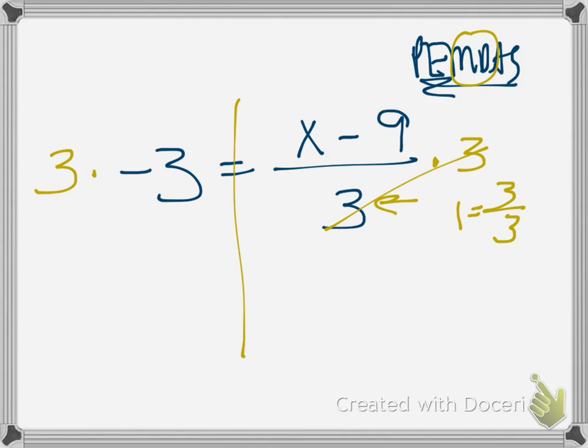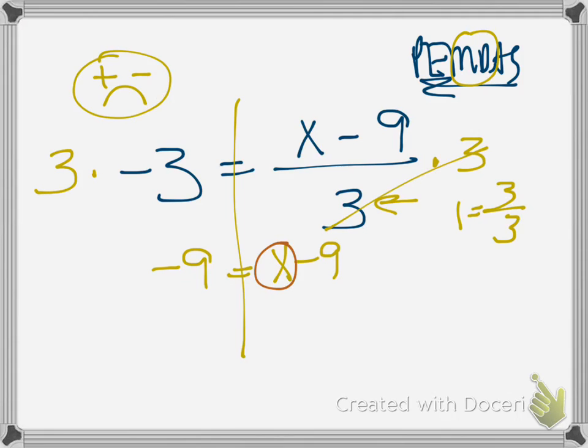I'm going to clean up my mess. X minus 9 equals whatever this is. A positive times a negative is a negative, so that makes it negative 9. Then I'm going to do opposite operations on both sides again because my variable is still not alone. So that's positive 9 on both sides. That goes away, and as a matter of fact, so does that. So x equals 0.